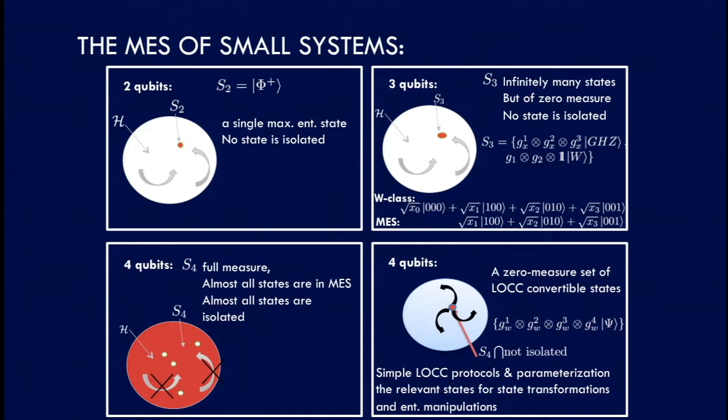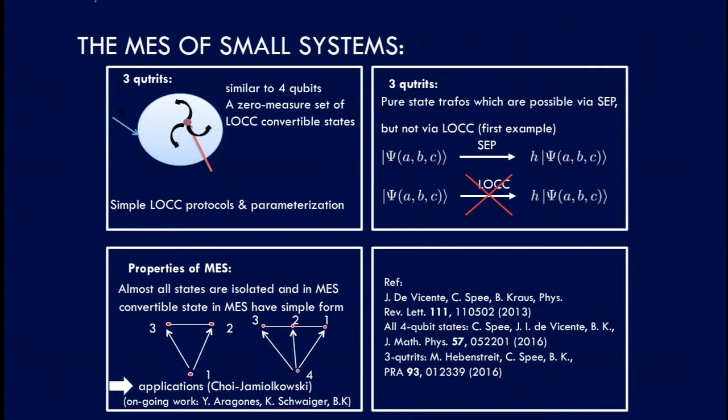And this is why, at the end, the MES, this maximal entangled set, is of full measure in the whole Hilbert space. However, if you again look at those states that can be transformed into something, so that they're not isolated, then you get again a zero measure subset, which has very nice mathematical and physical properties. So you can really deal with that to study, for instance, new LOCC protocols, new transformations that you can do, and also possibly some new applications. Now, if you go to higher dimensions, something similar happens, and you have some new insight in the difference between SEP and LOCC. I think I'm going to skip that.